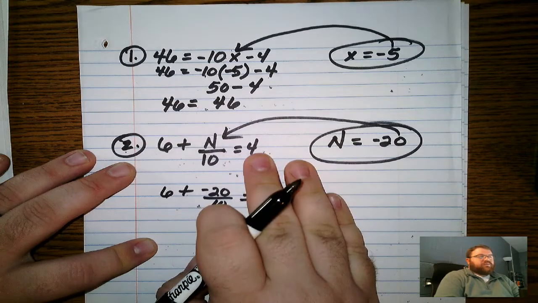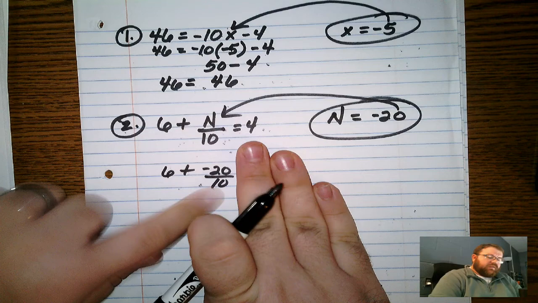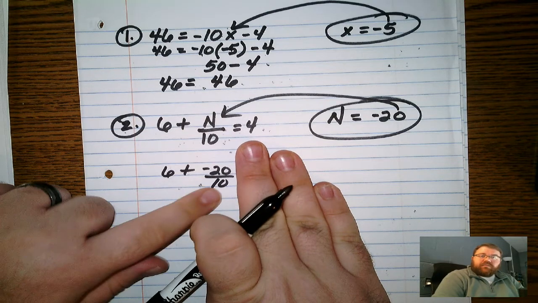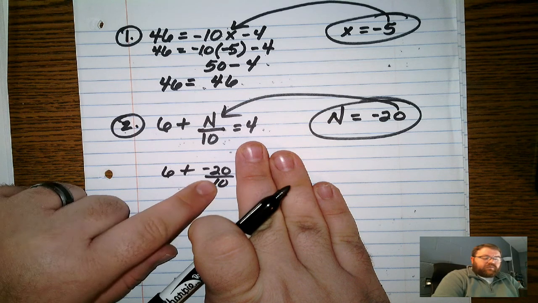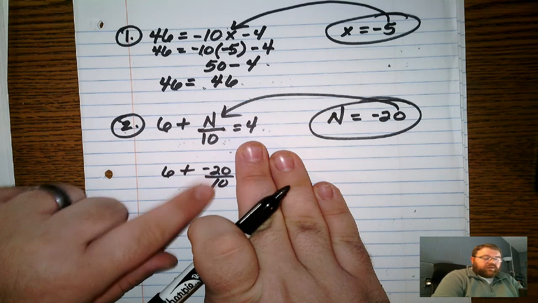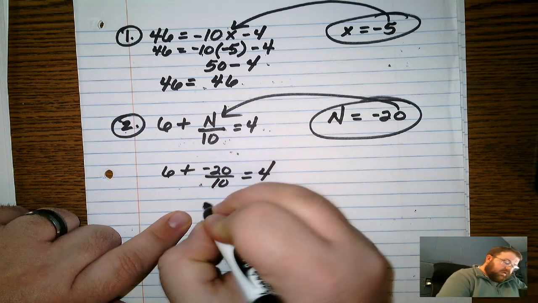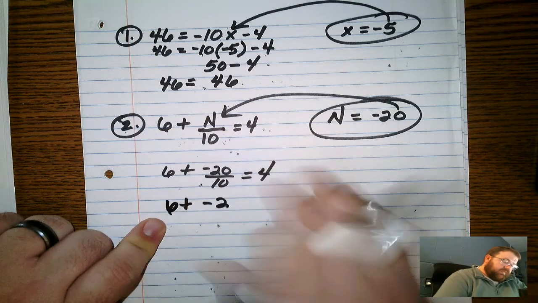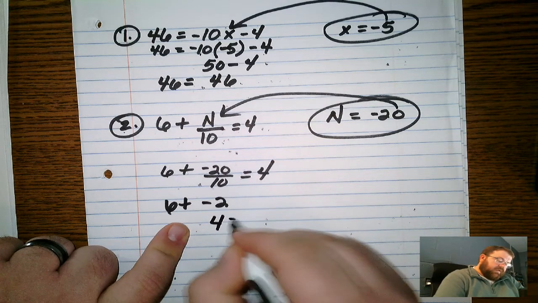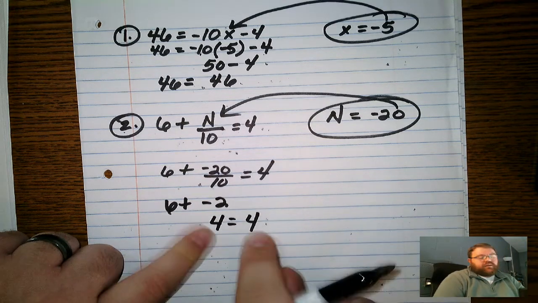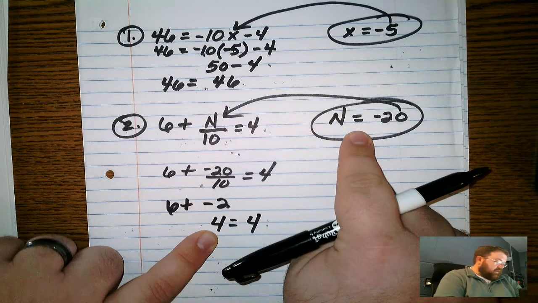Now after I've done my substitution, I'm going to cover up the equal sign and the 4. And now what I have here is an expression. And when we simplify expressions, we follow order of operations. So I have division. Negative 20 divided by 10 is going to be negative 2. So I have negative 2 plus 6. 6 plus negative 2 is 4. The equation was set equal to 4. Since this is a true statement, I know that this is the correct value of n.